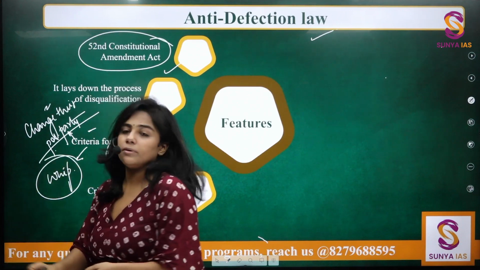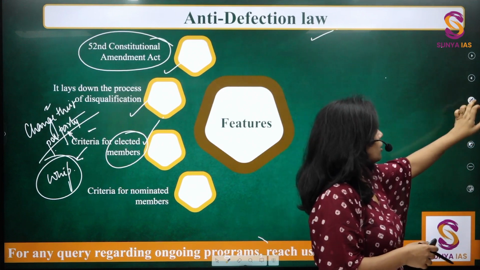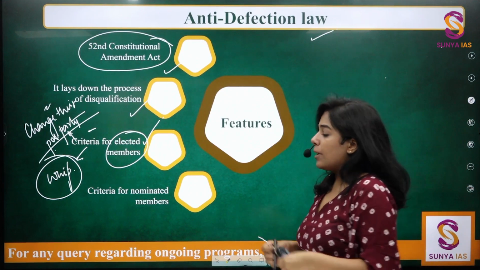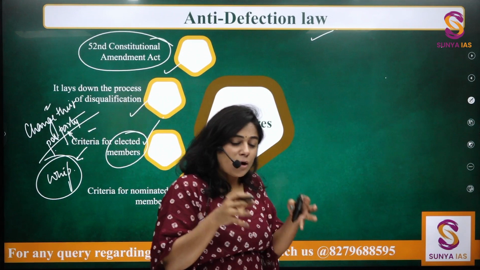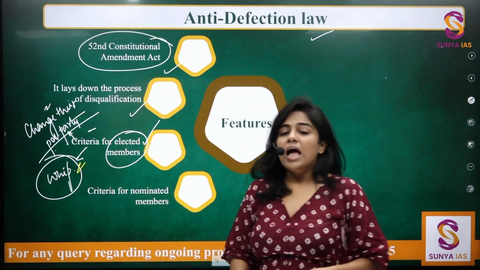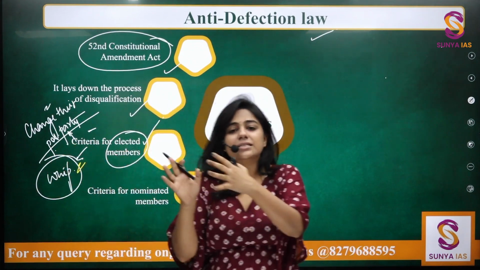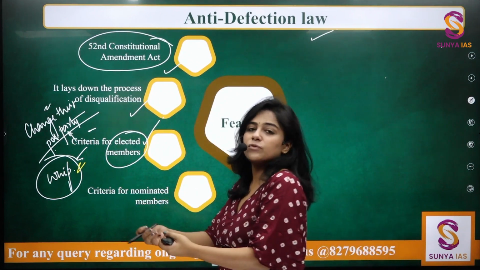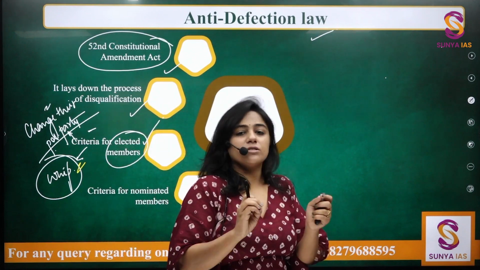Now what is whip? Whip is a political office. First of all, not a constitutional office. Whip is not a constitutional office. But whip is a statutory office. It's a political office appointed by a political party. So whip is a person. And this whip will convey the decisions of the high command of the political party to every member of the political party, and every member has to comply with the decision of the high command.